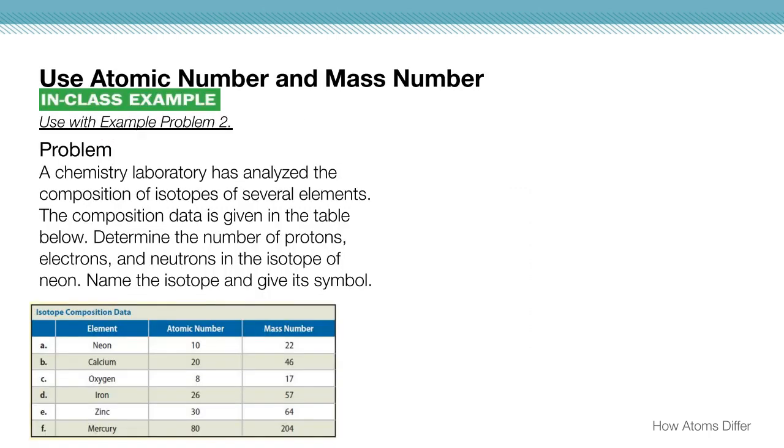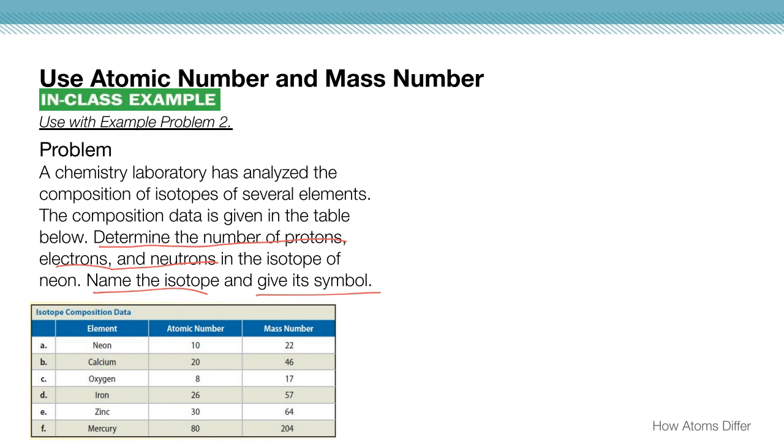Okay, so this is a good exercise of something you might be asked to do as well on a homework assignment or a test. I'm not going to go through all of them, but I'll do a couple of these so you can see how it's done. So this wants us to determine the number of protons, electrons, and neutrons, right? And name the isotope and give its symbol. So there's a couple different things here.